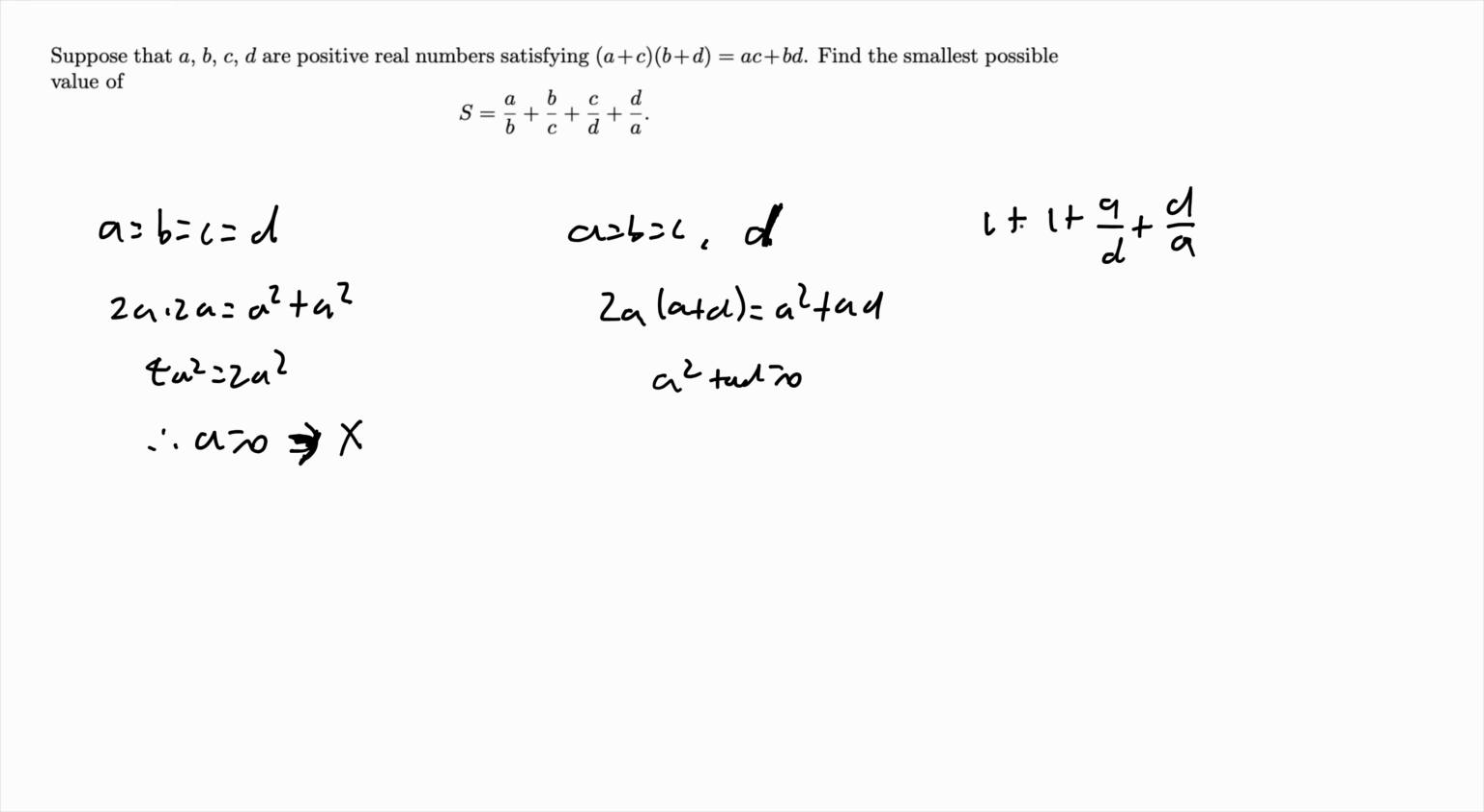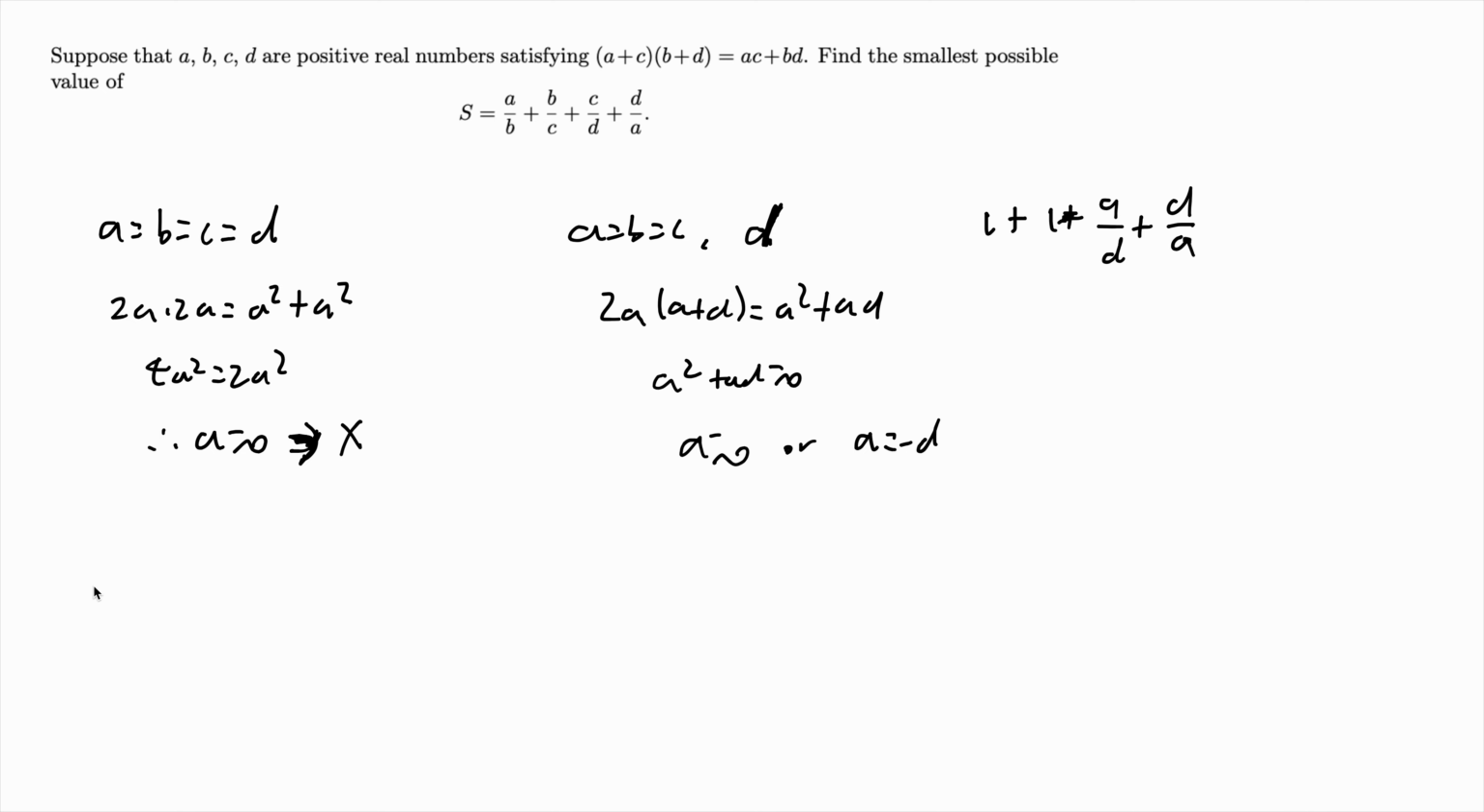However, notice that the minimum will occur when A equals D according to the AM-GM inequality. However, that's not the case because we already proved that it doesn't work when these four variables are equal to each other. So we need to find A and D that are closely related to each other, and our solution is when A equals 0 or A equals negative D. But either case doesn't work because A and D are positive real numbers, and A cannot be equal to 0.